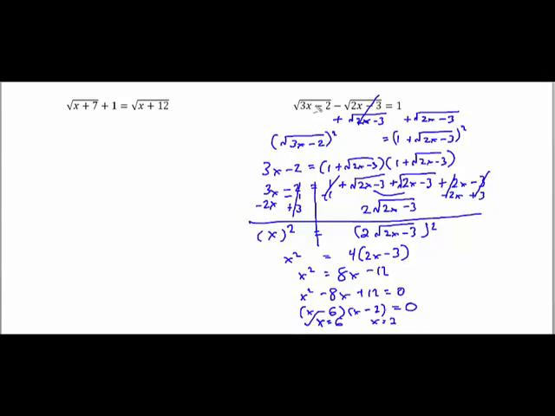3 times 2 is 6. 6 minus 2 is 4. And square root of 4 is 2. And then this is 2 times 2, 4, and minus 3 is 1. Whoa, wait a second here. 2 minus 1 is 1. They both work. Well, that's surprising, isn't it?